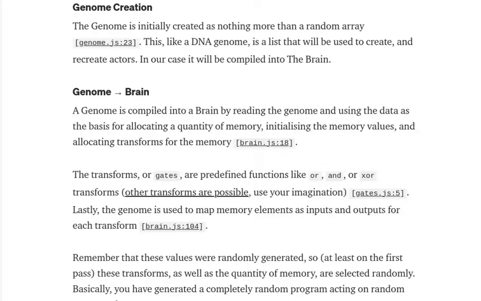A genome is compiled into a brain by reading the genome and using the data as the basis for allocating a quantity of memory, initializing the memory values, and allocating transforms for the memory. The transforms, or gates, are predefined functions like OR, AND, or XOR transforms. Other transforms are possible. Please use your imagination. Lastly, the genome is used to map memory elements as inputs and outputs for each transform.